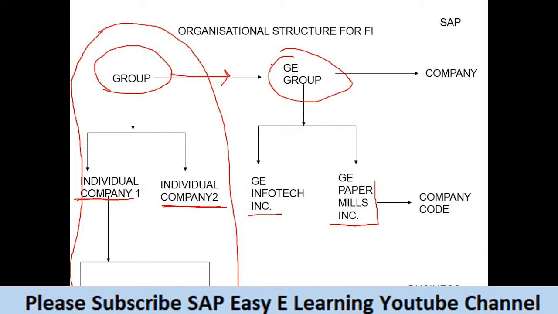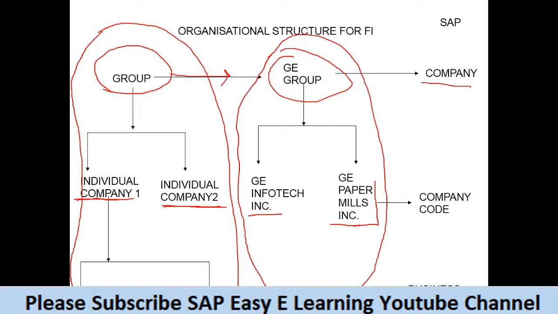So this is the real enterprise structure for GE group of companies for the purpose of preparing financial statements. Now you have to translate this enterprise structure into SAP. So group is always called company in SAP. And these individual companies are called company codes in SAP.